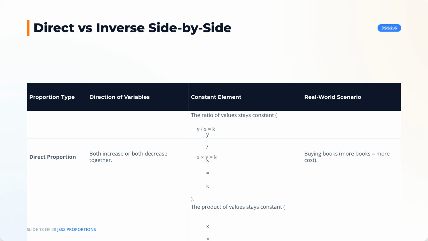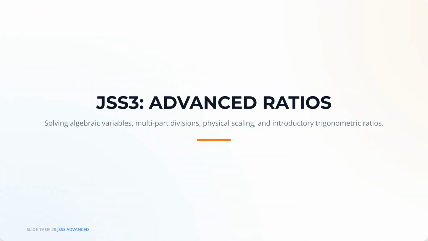Here is a comparison of both types. Direct proportion involves equal ratios, while inverse proportion involves a constant product. Always identify the direction of your variables before choosing your formula. Moving to JSS 3, Advanced Ratios. We will now tackle more complex concepts, including algebraic variables, multi-part divisions, physical scaling, and an introduction to trigonometric ratios.